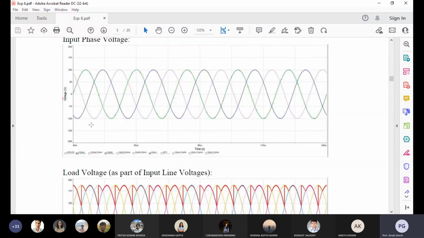Then you can vary the parameter values. Suppose the load value is R, you can vary the R value, then the load value of L, then E. Another thing is that you can also vary the firing angle. At least take 10 samples to fetch the waveforms for your observation table, so you will get a better understanding from here. That portion you can simulate and update in your report.